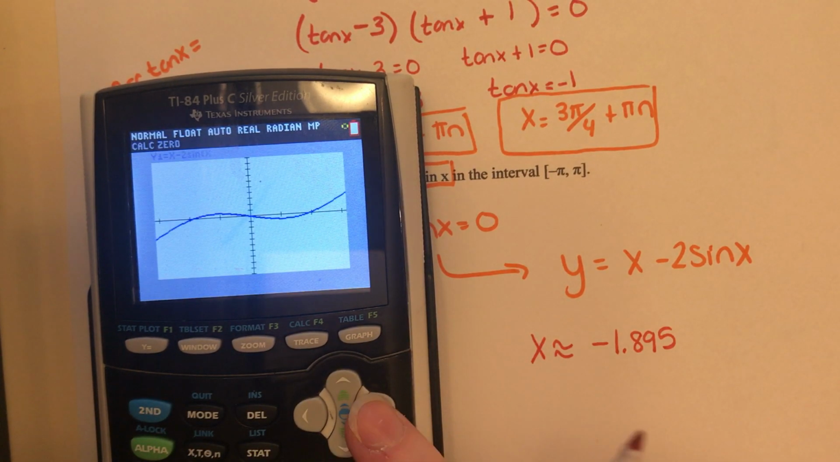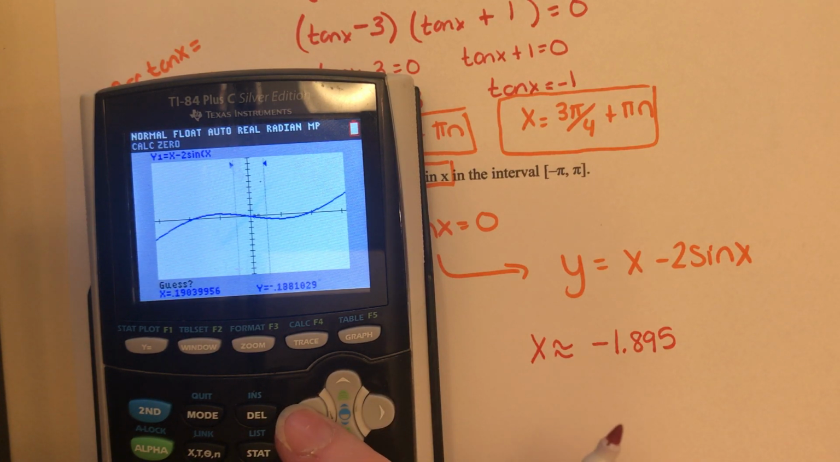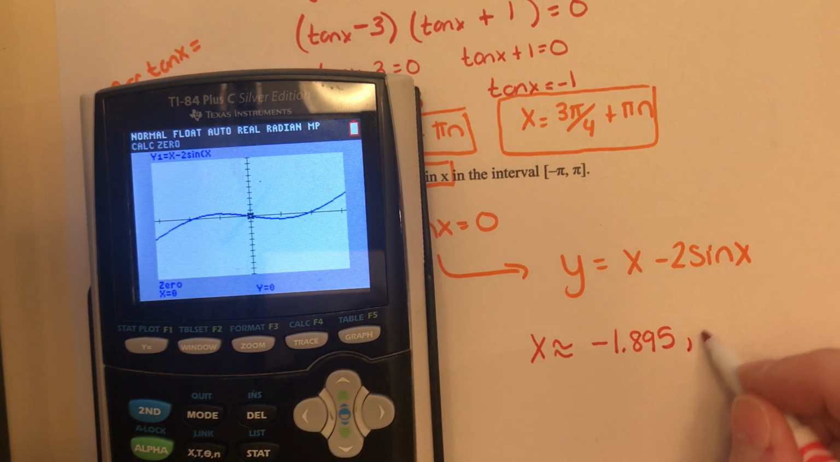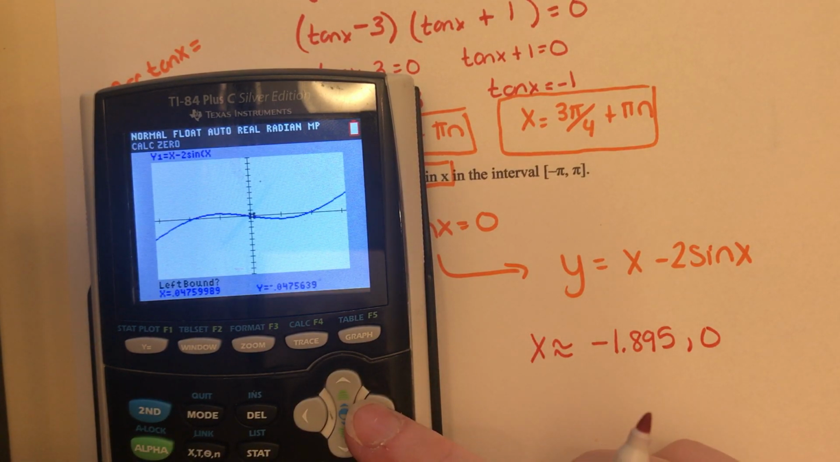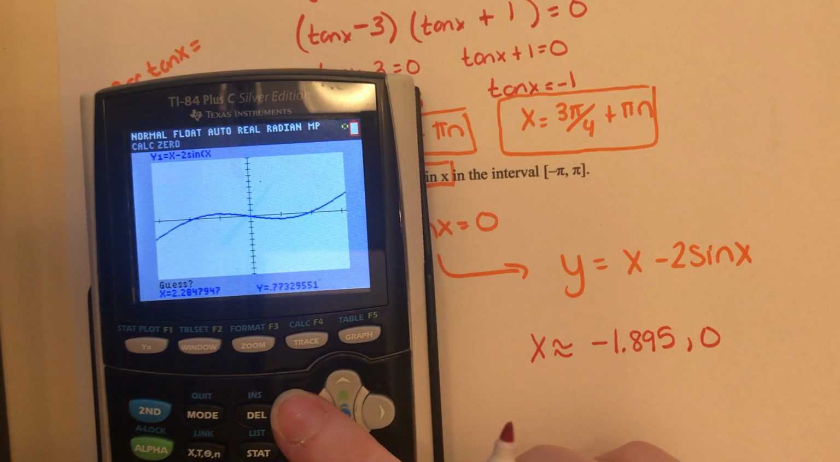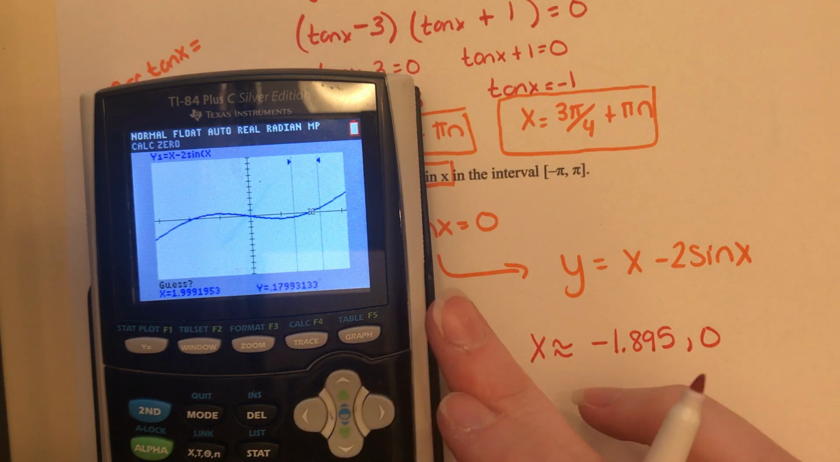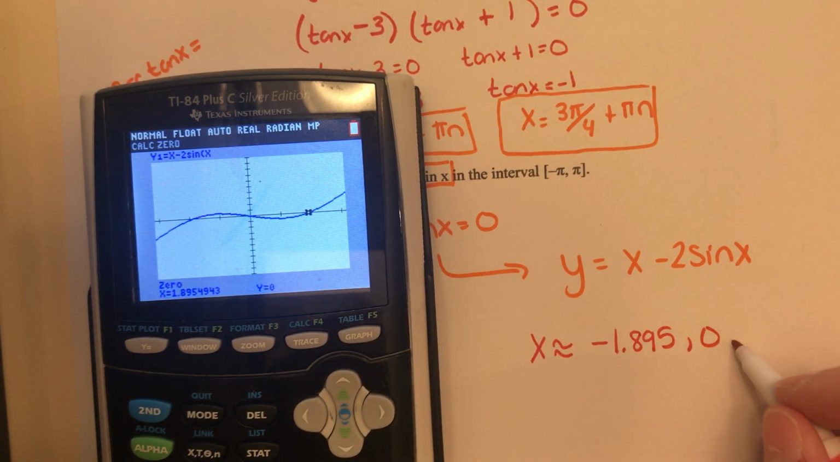I'm going to do the same thing with the one in the middle. I'm pretty sure it's 0, but I'm just going to double check. You can also just use your table of values if you think it's a whole number. That'll save you some time. And that gives me 0. And then my last one, left, right, and take a guess. That gives me 1.895.